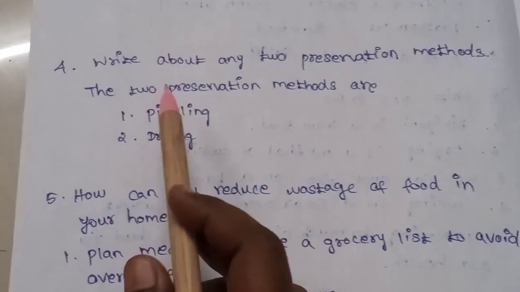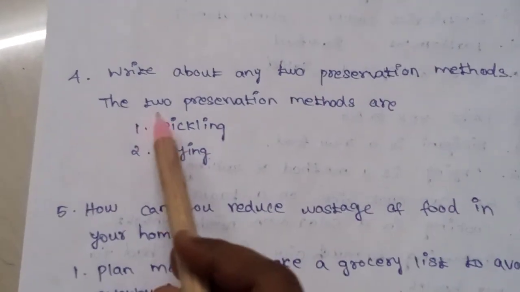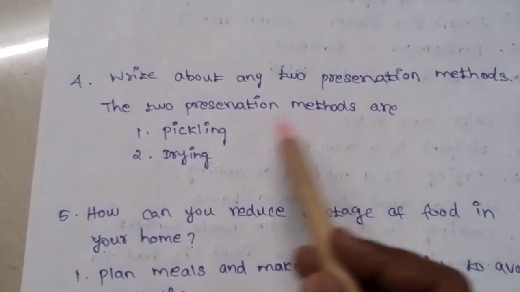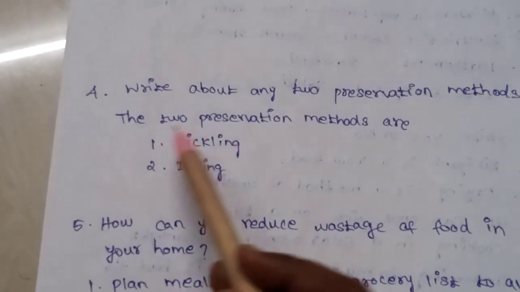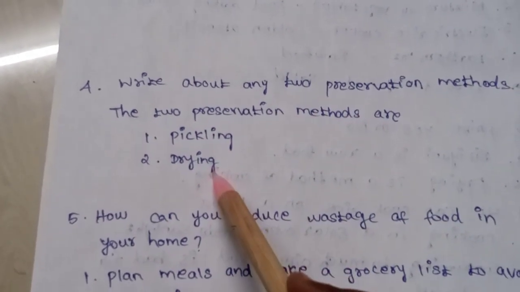Fourth one, write about any 2 preservation methods. The 2 preservation methods are pickling, drying.